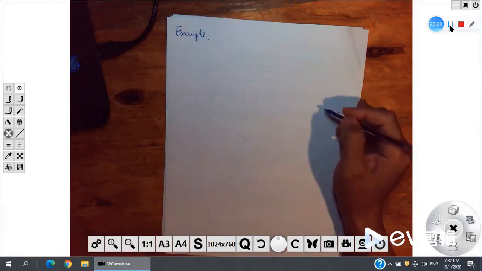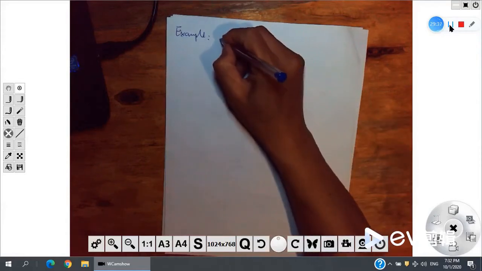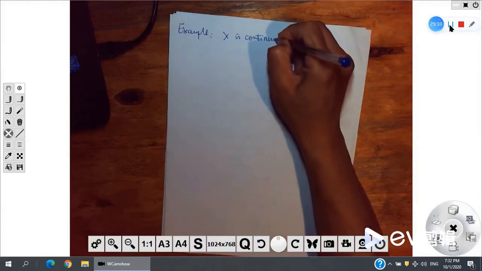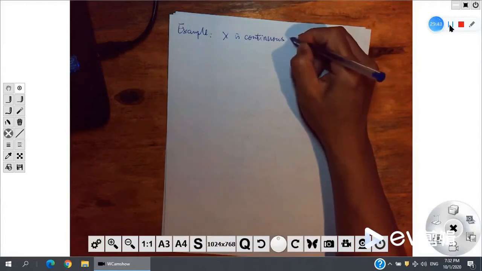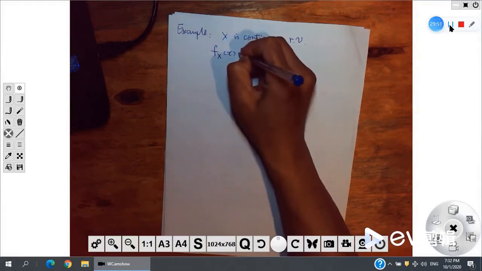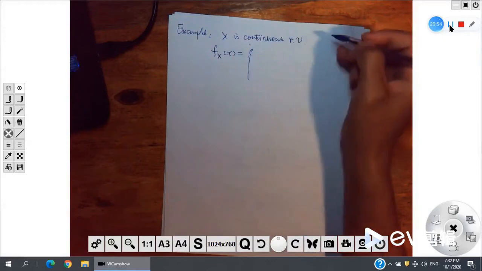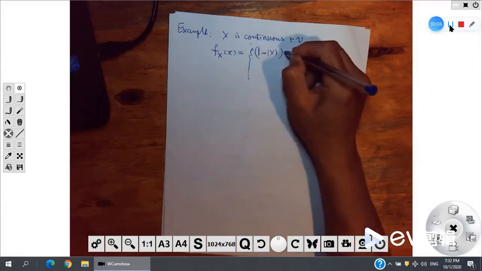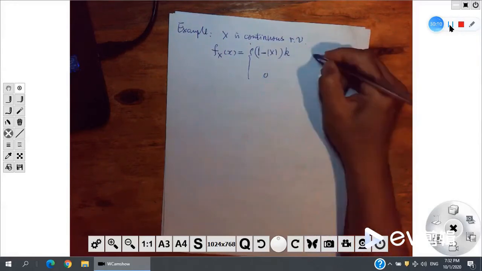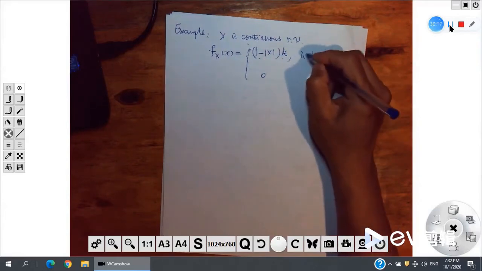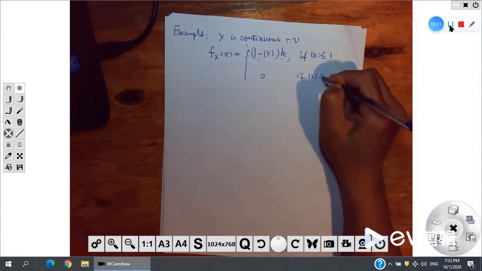This time let's consider a continuous type random variable. I have X, a continuous random variable, and we have a density function equal to, let me see, suppose this is it: 1 minus the absolute value of x, times k, and 0 otherwise. Here the absolute value of x is smaller than or equal to 1. And if x is larger than 1, it is 0.